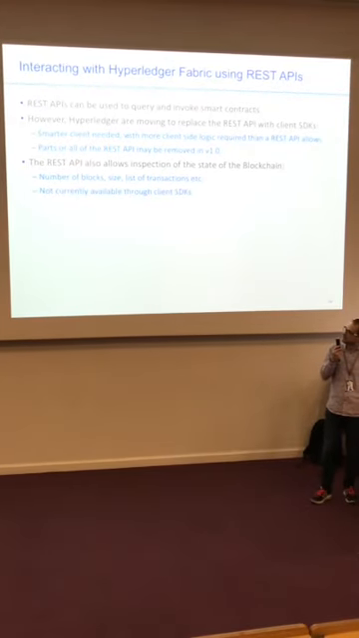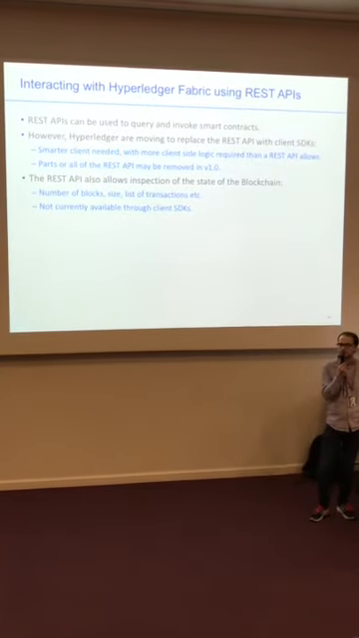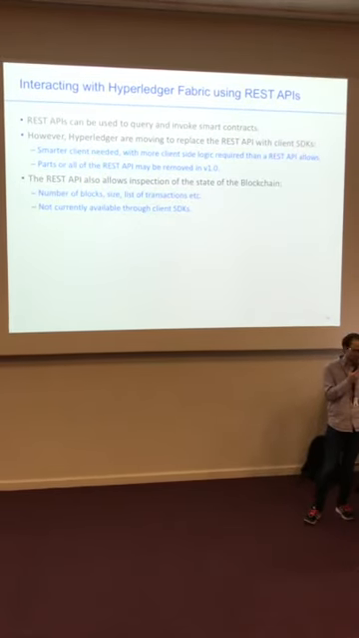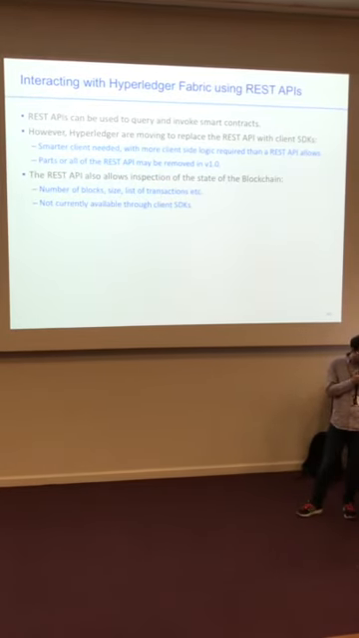Now, the one thing the client SDK doesn't do at the moment is allow you to inspect the state of the blockchain. So if you want to get operational information like the number of blocks in the blockchain, then the REST API is still the only route to accomplish that.